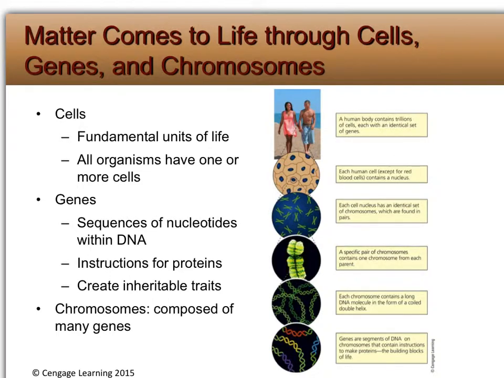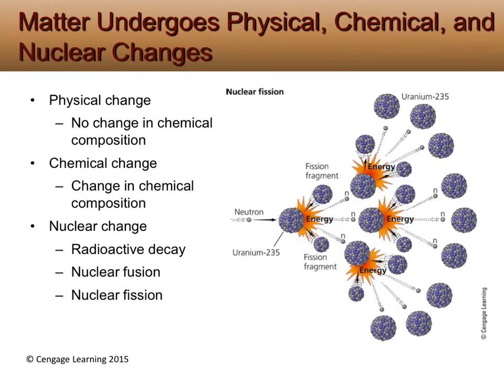Genes: sequences of nucleotides of DNA, instructions for proteins that create inheritable traits, of course. We'll talk about how DNA can get mutated throughout the class. Chromosomes are composed of those; many biology review there.